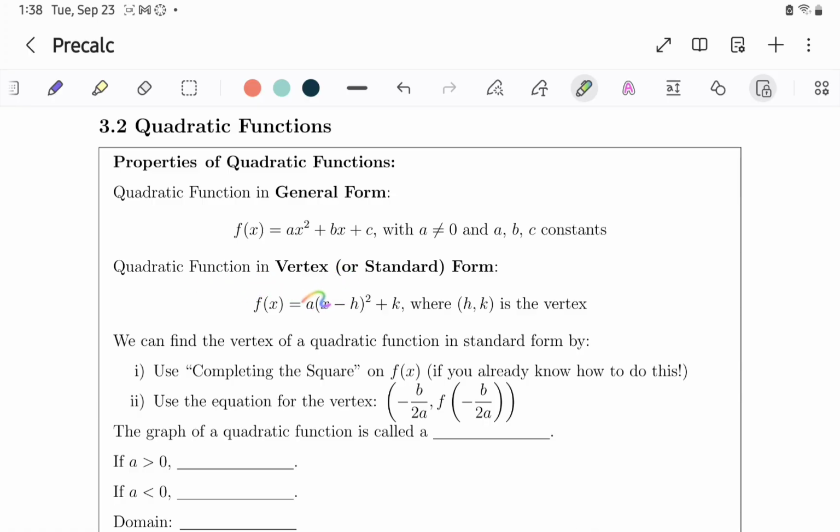Another form that we're going to be interested in is going to be the vertex form or the standard form of a quadratic function. And this looks like f of x equals a times (x minus h) squared plus k, where h comma k is going to be the vertex of our quadratic function, which is going to correspond to either the lowest point on the graph of our quadratic function or the highest point on the graph of our quadratic function.